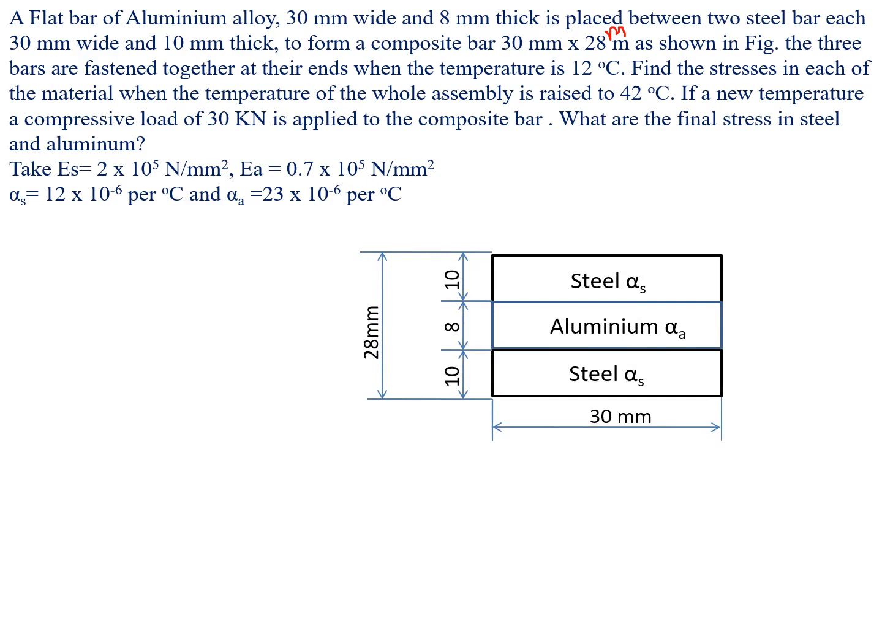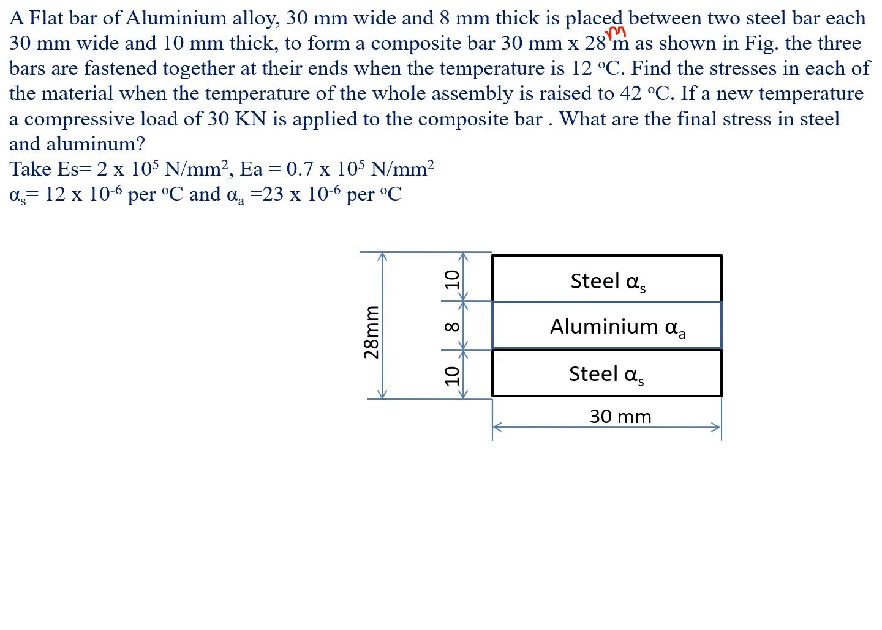The three bars are fastened together at their ends when the temperature is 12 degrees. Find the stresses in each of the materials when the temperature of the whole assembly is raised to 42 degrees centigrade. At the new temperature, a compressive load of 30 kilonewtons is applied to the composite bar. What are the final stresses in the steel and aluminum?